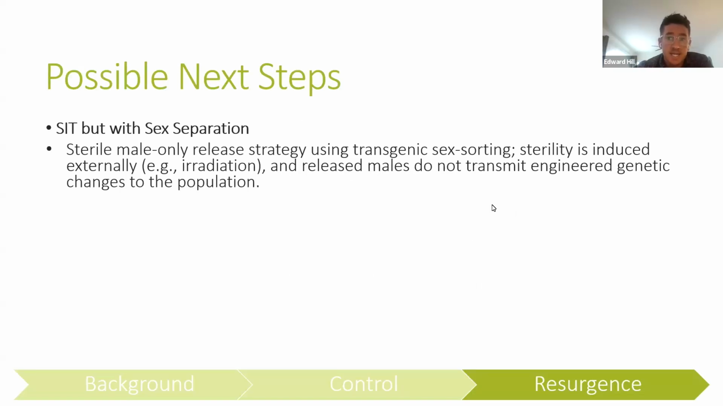So that's SIT with sex separation, which I think people are now beginning to work on with haste. Again, let's introduce these new genes with sex-specific expression that allow scientists to separate males from females, and then continue with the rest of the technique. Then just use the males, radiate them, release them, and see what happens.